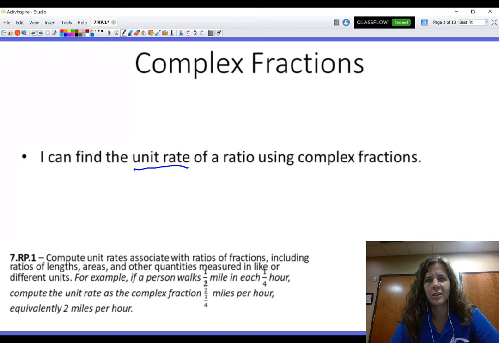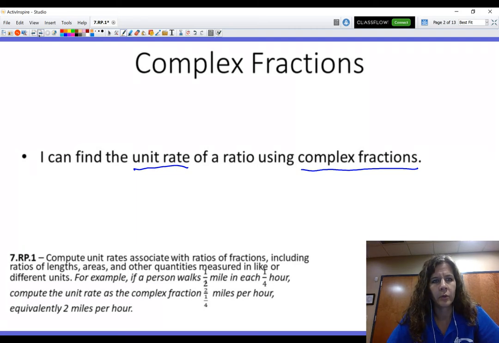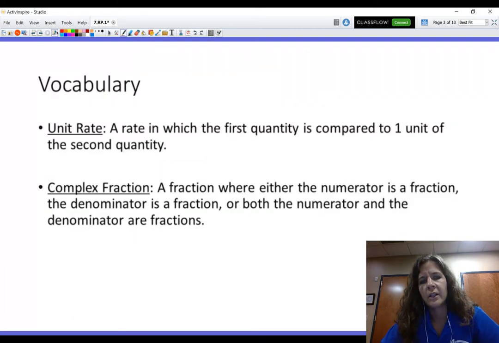You went over it in 6th grade, but it's good to review, and we're going to be using it again, so it's good to know. And then complex fraction, that's new. So let's look at those vocabulary words. Remember, a unit rate is just a rate in which the first quantity is compared to 1 unit of the second quantity. So things that are unit rates are like miles per hour. So if somebody is driving 70 miles per hour, they're driving 70 for every 1 hour. 50 cents per apple, it costs 50 cents for 1 apple. So the first quantity is compared to 1 of the second quantity.